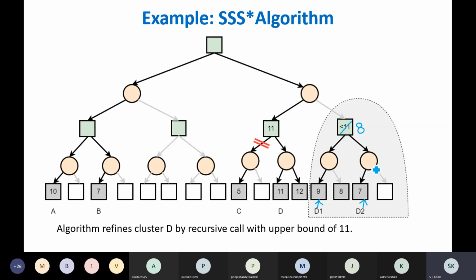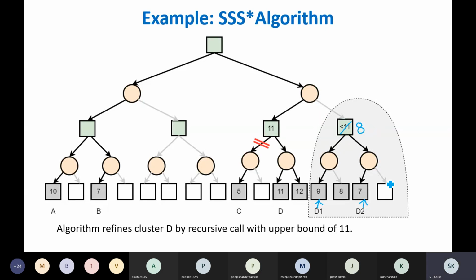Here the bound is 7. For D2, the upper bound is 7. Upper bound on D2 is 7. 8 is better than 7, right? 8 is better because it is a max node. Right, max node. Therefore the upper bound on D will be 8 only. Okay.